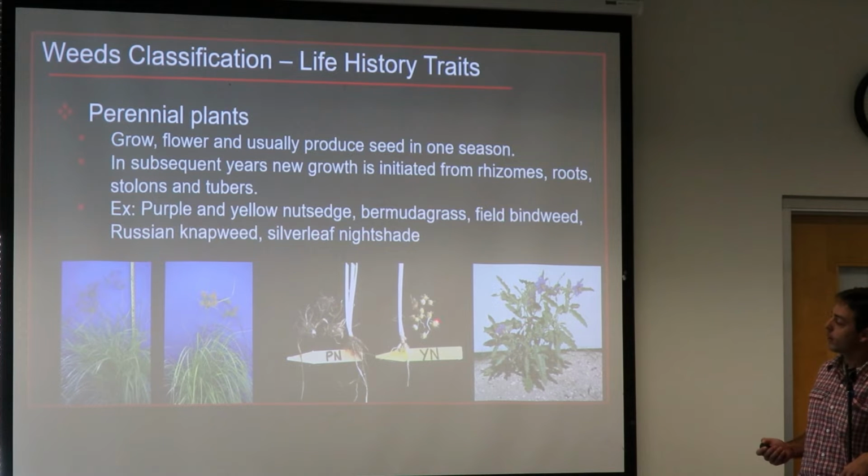And on the right is yellow nutsedge, and here is the purple nutsedge. So if you don't know exactly which one you have, you are trying to identify between the purple and yellow, and you don't have an inflorescence to look at, if you dig out the tubers, the yellow nutsedge has more rounded and yellow tubers.